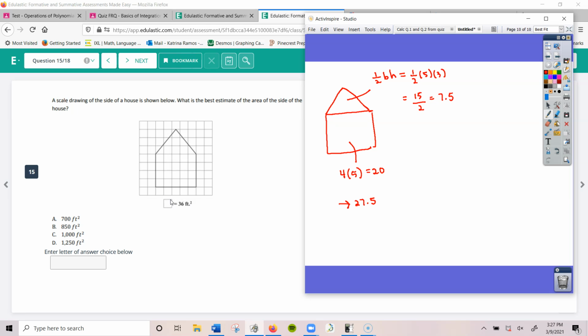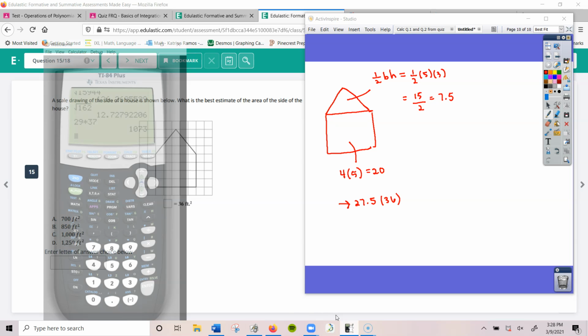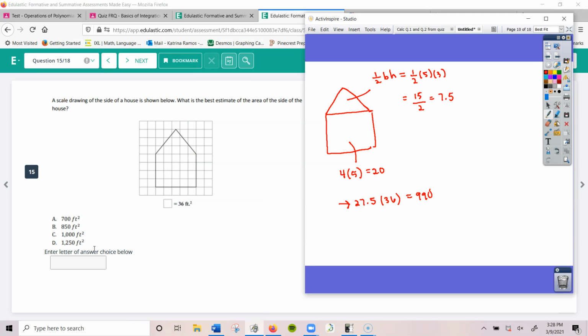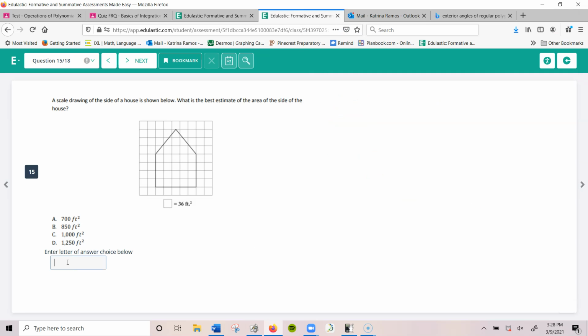Now it tells you that every square is 36 square feet. So we're going to multiply this by 36 because that's the scale. So 27.5 times 36, and we get 990. Well, it does say what is the best estimate, so 990 is closest to 1,000. So I would say C.